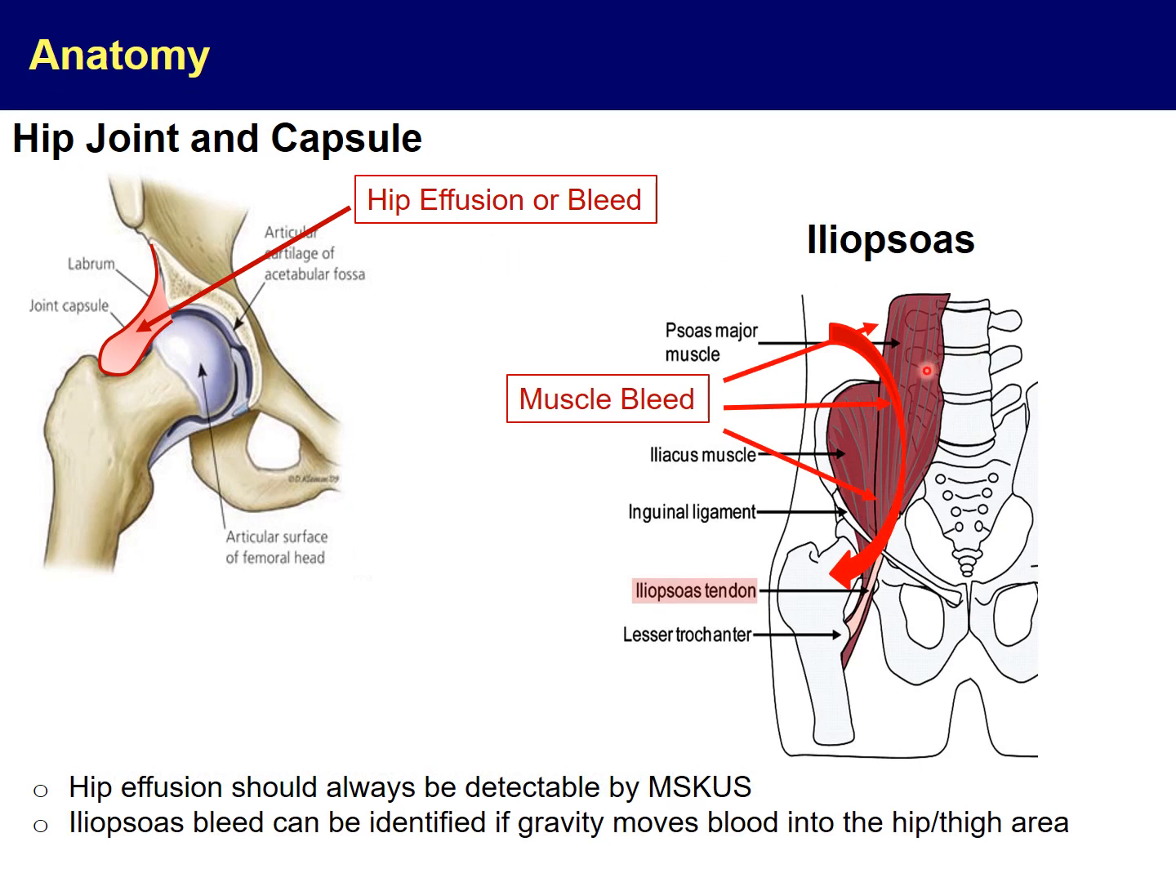On the other hand, iliopsoas bleeds can originate higher up in an area that is not accessible by the ultrasound beam. Hence, it can only be viewed if iliopsoas bleeds move down by gravity into the hip thigh area. Clinically, it is therefore important to understand that if an iliopsoas bleed cannot be picked up by ultrasound, it might sit high up and will require CT scanning.